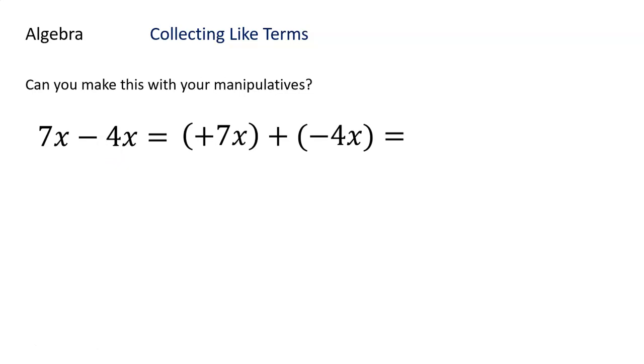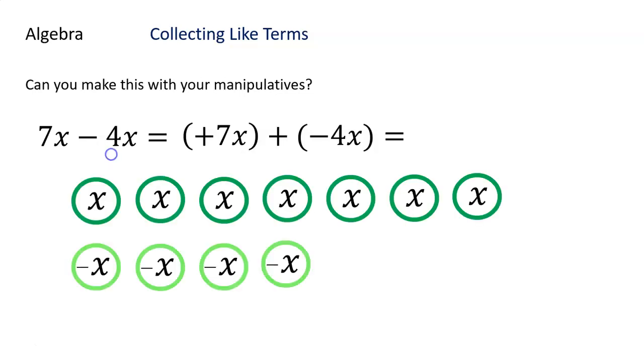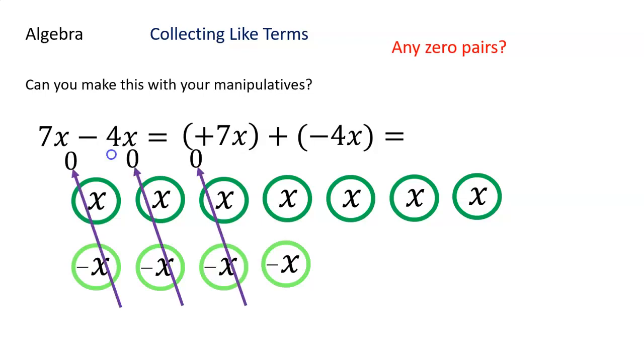And I'm going to use my counters to draw a row of 7x's and then a row of 4x's. This time I'm going to look for any zero pairs, and in this case there are 4. Now I can sum what's left and find that I have a total of 3x.